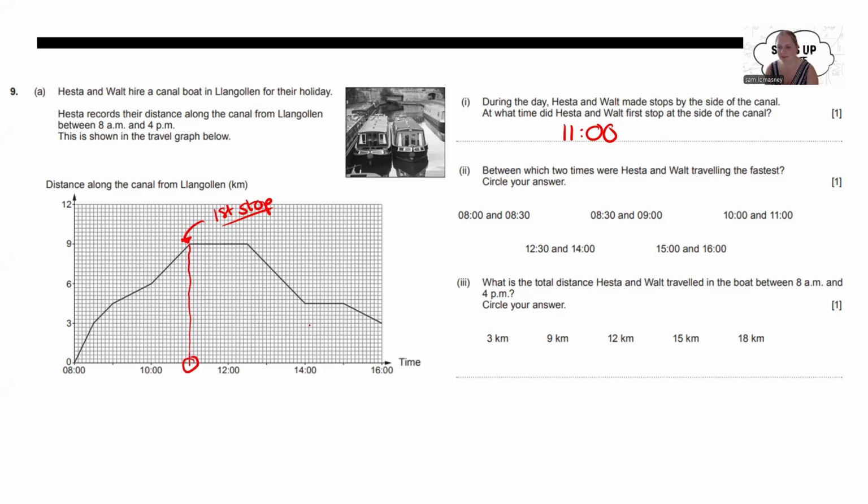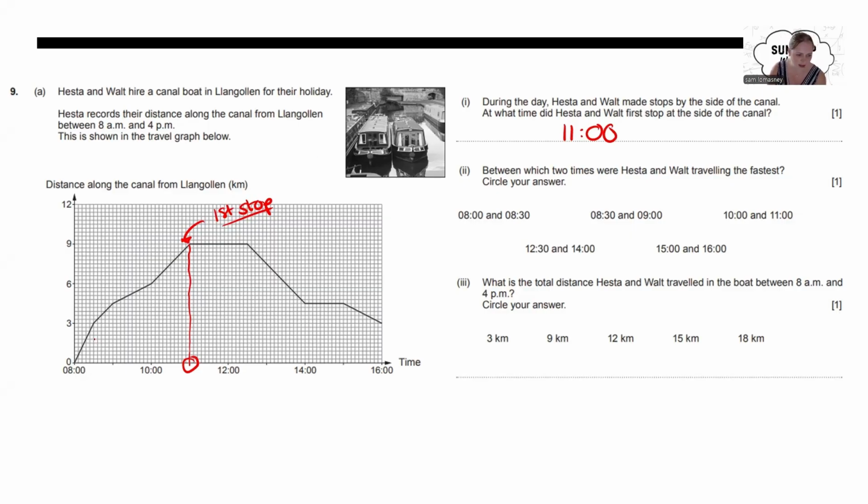Between which two times were Hester and Walt traveling the fastest? So for you to travel the fastest, your slope has to be the greatest. We kind of want it to not necessarily be vertical, but we want it to go as steep as possible, because your steepness is your gradient. And even if you're going down a hill, you're going to go faster if it's steeper than if it's flatter. So the steeper it is, the faster you're going, basically.